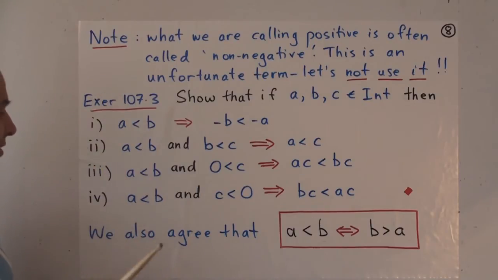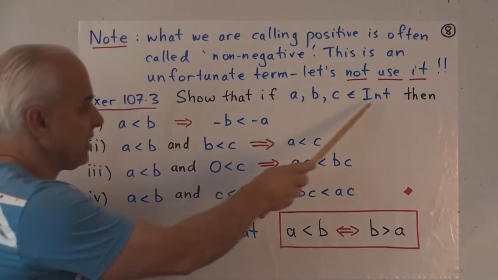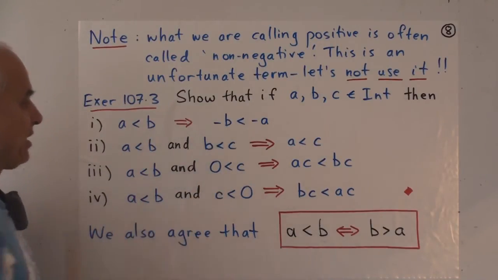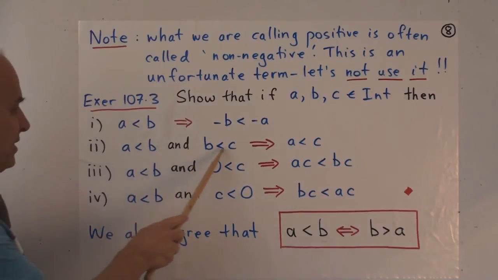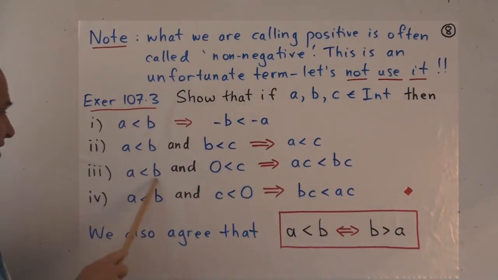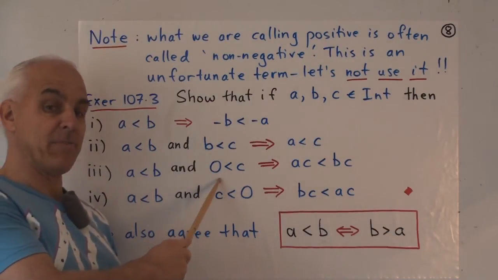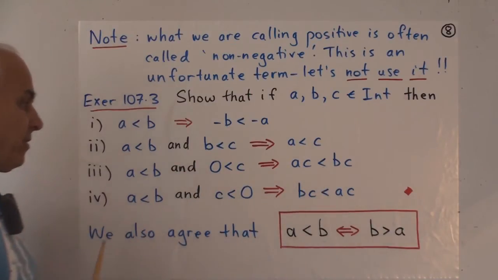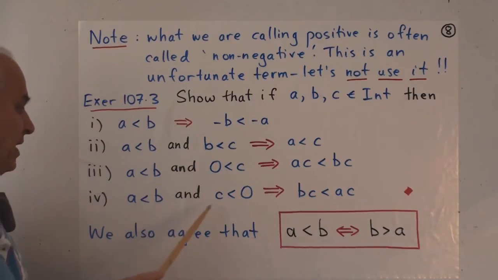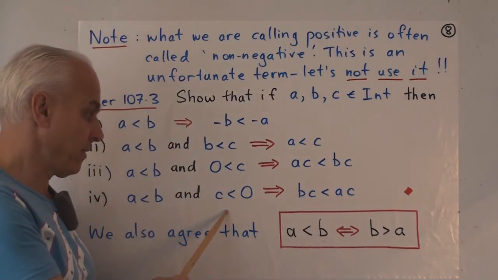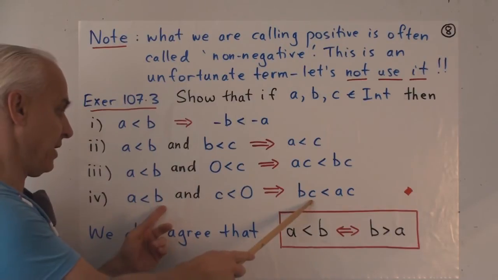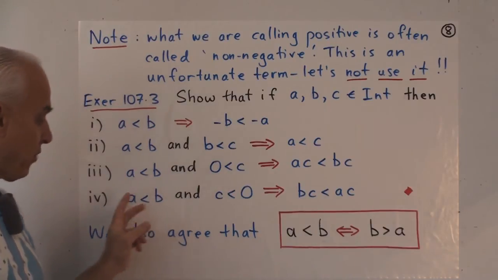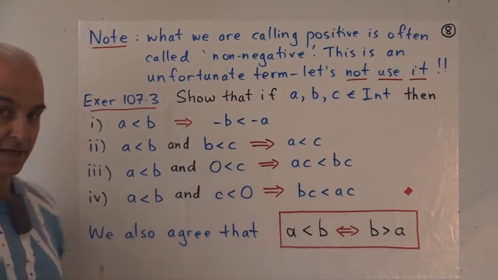Okay, then another exercise: if a, b, and c are integers, then if a is less than b, then minus b is less than minus a. If a is less than b and b is less than c, then a is less than c. If a is less than b and c is strictly positive, then a times c is less than b times c. On the other hand, if a is less than b and c is strictly negative, then b times c is less than a times c. So the order of the inequality reverses when you multiply both sides by a strictly negative number.